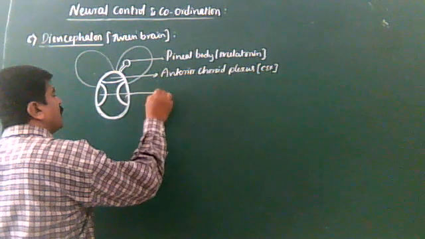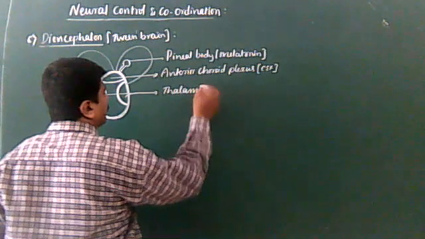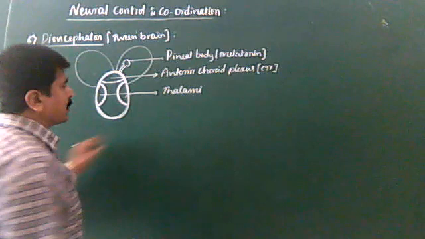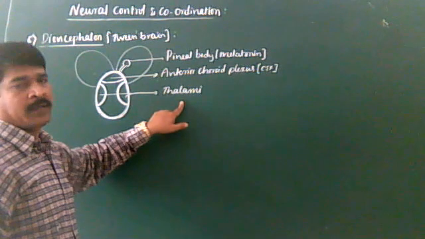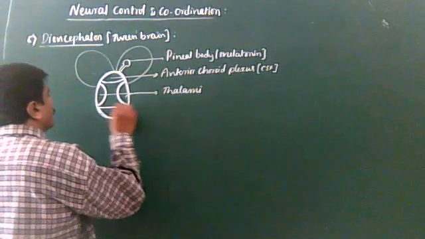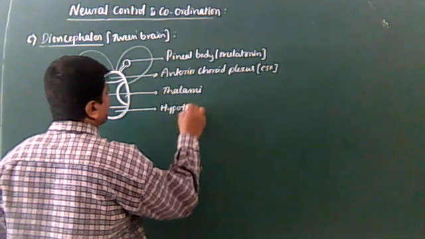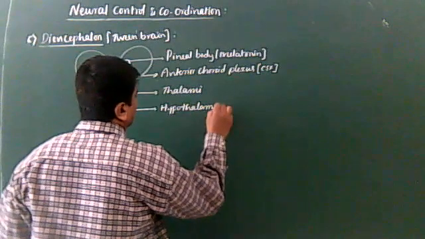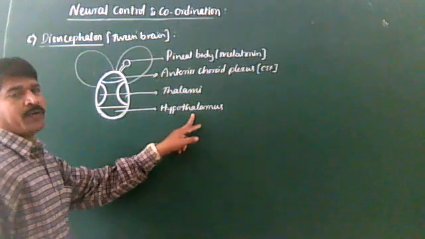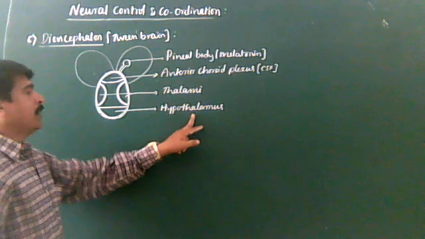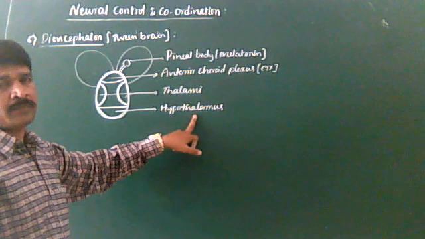The diencephalon contains two oval masses of gray matter called thalami. Thalamus is singular, thalami is the plural. Below the thalamus, there is a hypothalamus. It contains gray matter and forms the floor of the diencephalon.